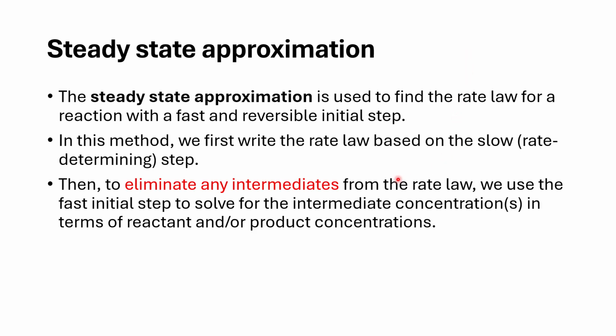With the use of steady-state approximation, we can find the rate law for a reaction with a fast and reversible initial step. In this method, we first write the rate law based on the slow step, or the rate determining step. Then we eliminate any intermediates from the rate law. We use the fast initial step to solve for the intermediate concentrations in terms of the reactant and the product concentrations.